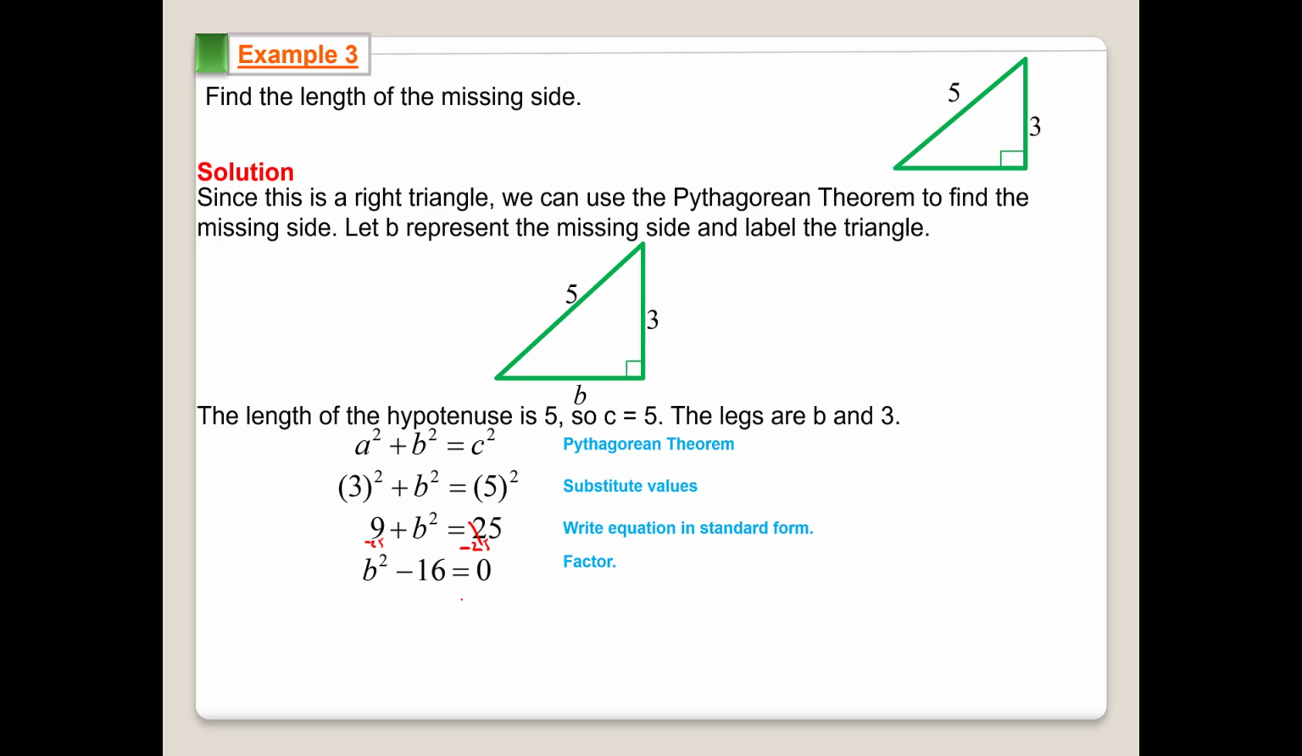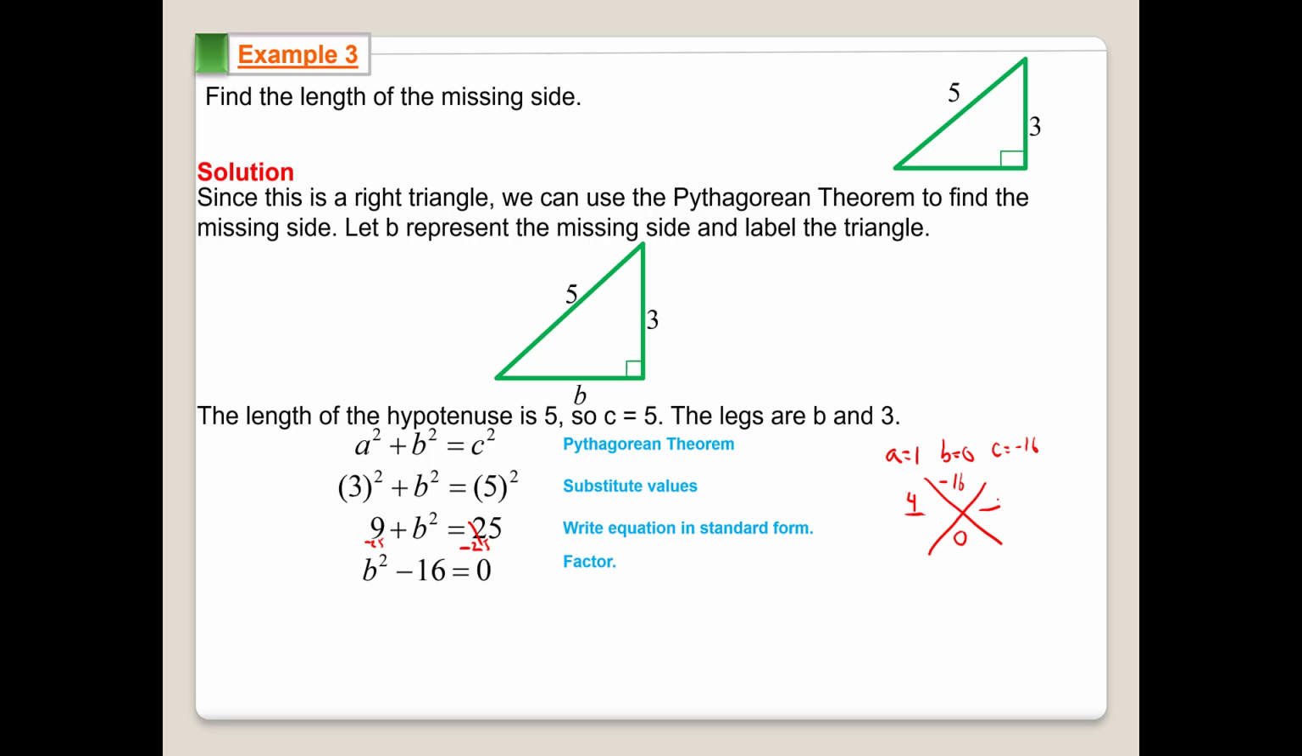Then we just need to factor this. Again, we have an interesting setup here. Your a value is 1, your b value is 0, and your c value is negative 16. If you do your big X, a times c is negative 16, and our b value is 0. So we need two numbers that multiply together to give us negative 16, but add up to give us 0.